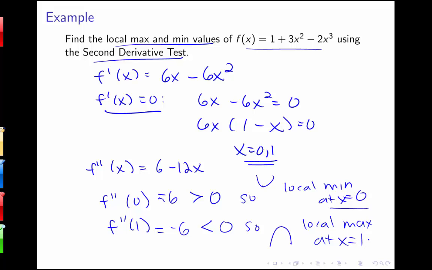Okay, so using the second derivative test in this case worked rather nicely, but we'll have some examples where we may end up with the inconclusive case, or it may just be a little bit more work and easier to use the first derivative test. But we should just be aware of the second derivative test so we can make use of it in certain occasions.